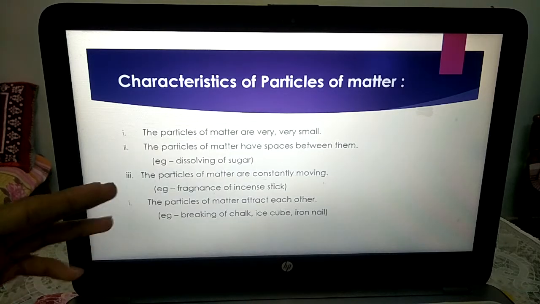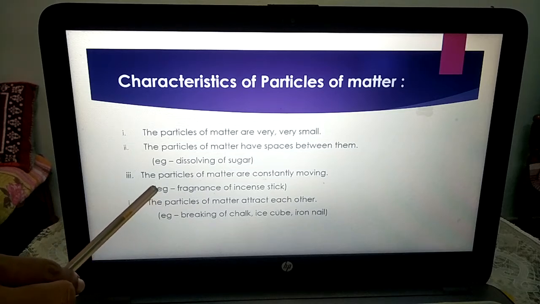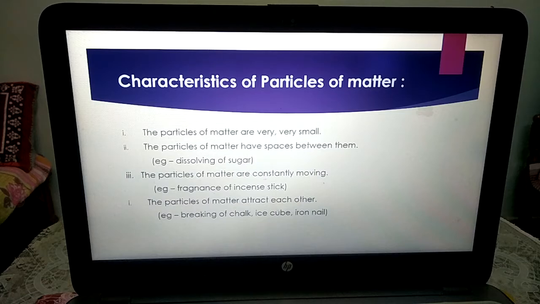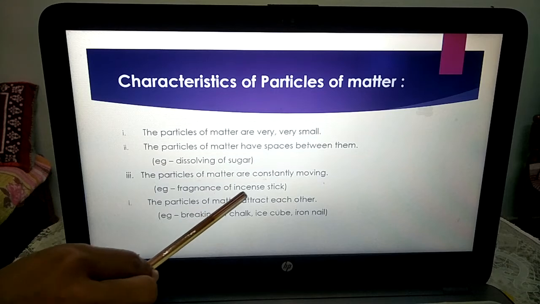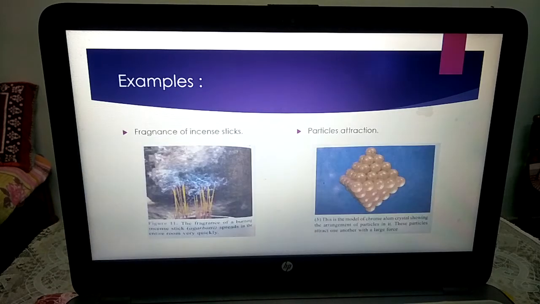Now let's move to the third point. What does the third point say? The particles of matter are constantly moving. Around you, air is there, and in air there are also some particles moving. For example, we can see the fragrance of an incense stick.